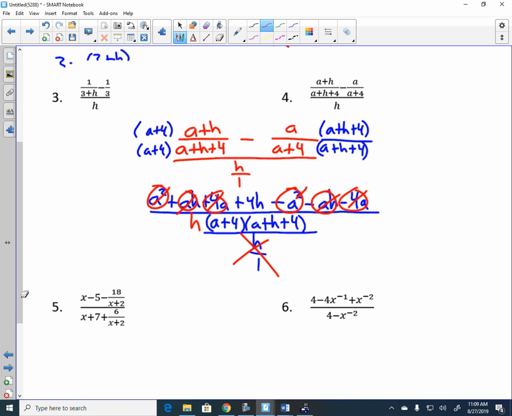So that's written in factored form. So what's going to cancel now? An h. The h is gone. We get 4 over a plus 4 times a plus h plus 4.